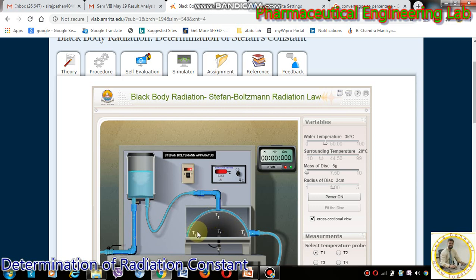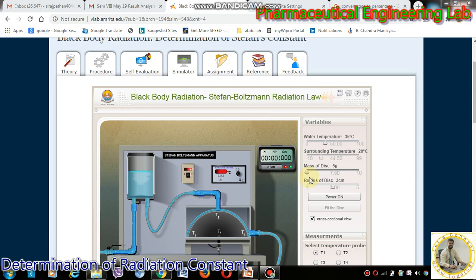We are going to measure it. Once we turn it on, the T1, T2, T3 temperatures will reach the temperature of the hot water. Then we will place a cool disk at T4, and because of radiation the hemisphere heat will be absorbed by this cool disk, and we are going to measure the changes of that cool disk continuously with the help of a timer.